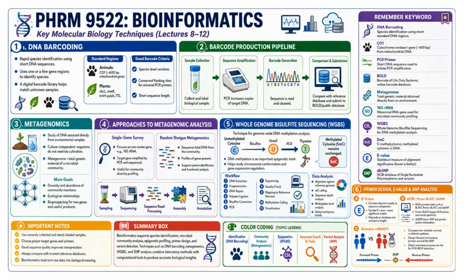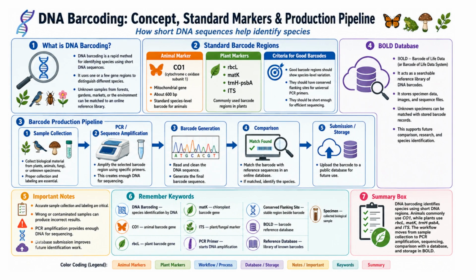Key bioinformatics topics, DNA barcoding, metagenomics, WGBS, and sequence analysis are interconnected. They provide the tools for identifying species, analyzing microbial communities, studying epigenetics, and assessing genetic variation. DNA barcoding uses short sequences like CO1 in animals and RBCL/MATK/ITS in plants. The process includes sample collection, PCR amplification, barcode generation, comparison, and submission to the BOLD database.